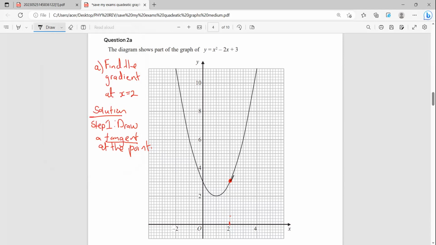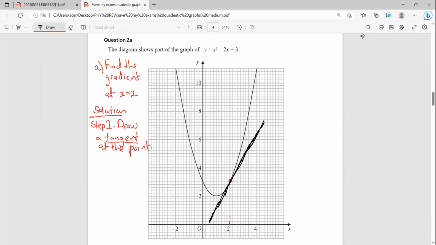So this is the tangent I'm drawing, the black tangent. You can use your ruler to draw a tangent. It's gonna be a line which is gonna kind of kiss the curve at exactly that point, the given point. So this will be our tangent. Are we together? Yes, sir. Okay, perfect.